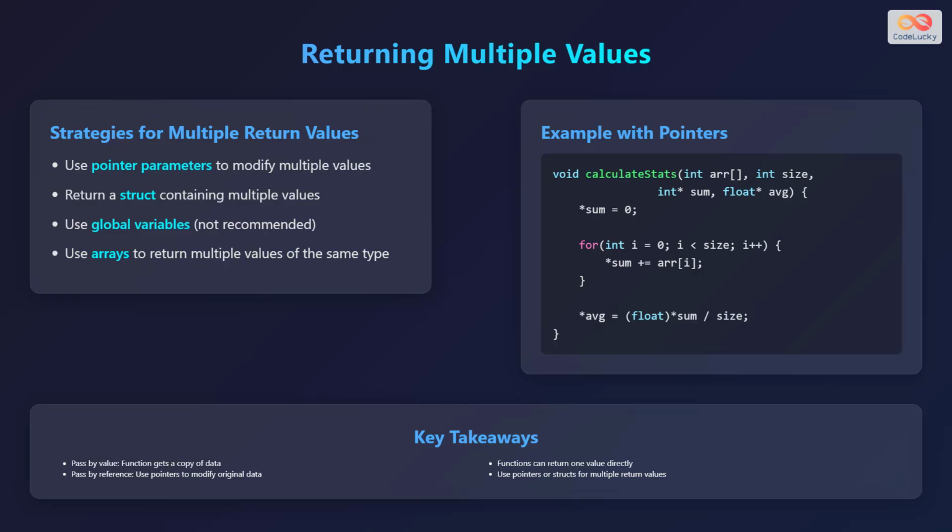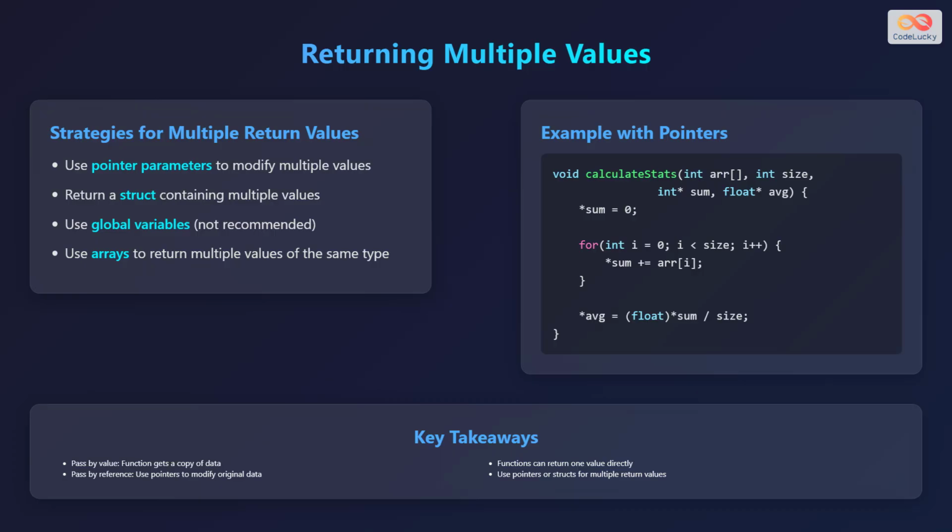Consider this example. The function calculateStats takes an integer array, its size, a pointer to an integer for the sum, and a pointer to a float for the average. Inside the function, it calculates the sum of the array elements and then computes the average. The sum and average are stored in the memory locations pointed to by the sum and average pointers, respectively.